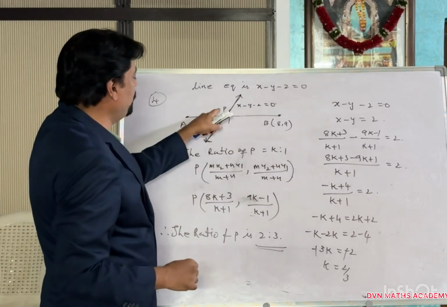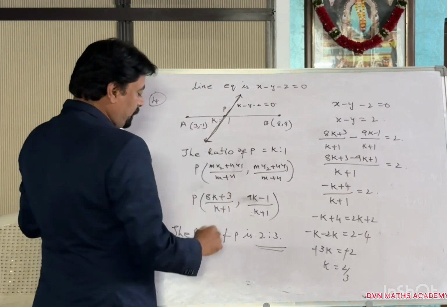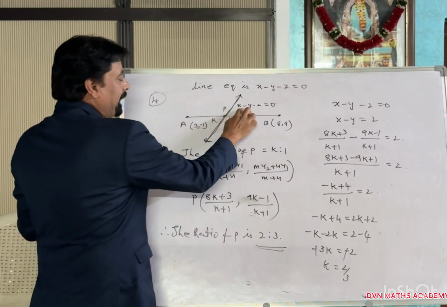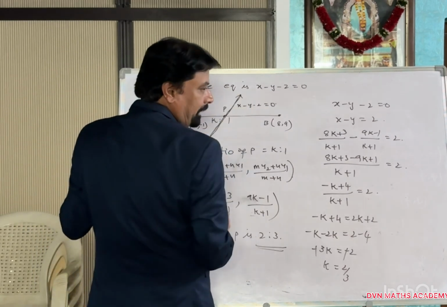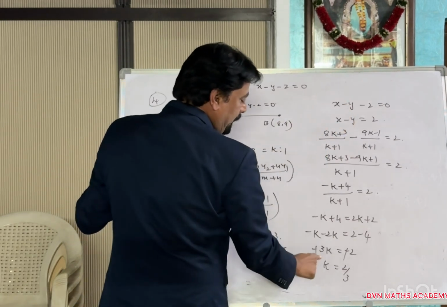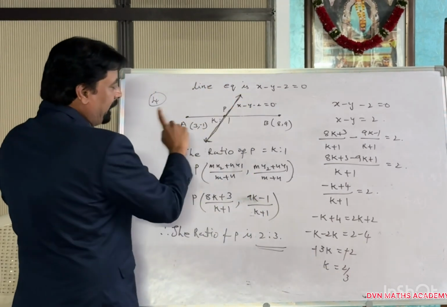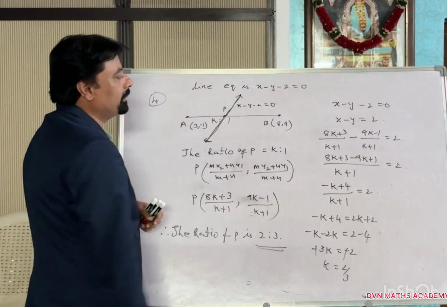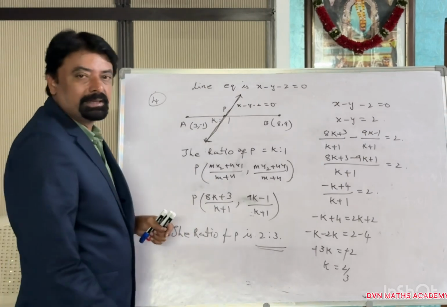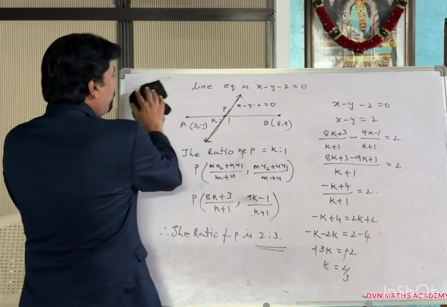So for that purpose, let P divide the line segment AB in the ratio k:1. I took k:1 and got the P coordinates. But this P lies on this line equation, therefore it needs to satisfy that line equation. I put the x value and y value in the given equation, and by that I got the k value, that is 2:3. Therefore this line divides the given line segment in the ratio 2:3. This is one of the important pattern questions. If you concentrate on these types of questions, it is very, very easy for you. These types of questions come under 4 marks.